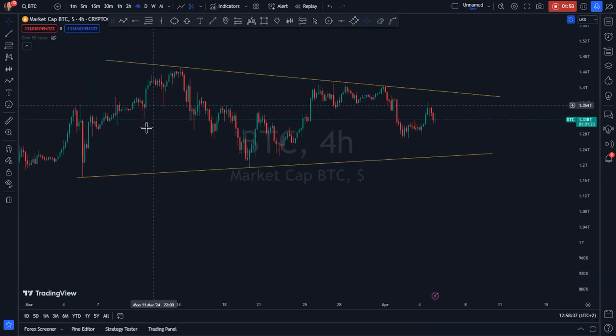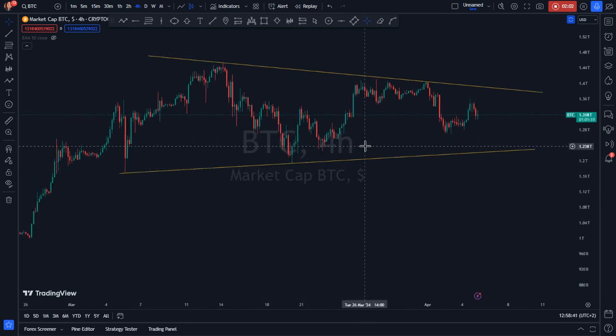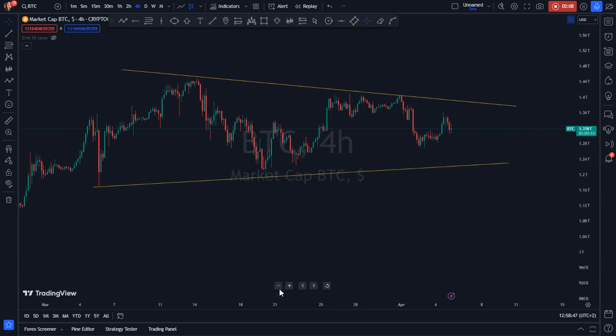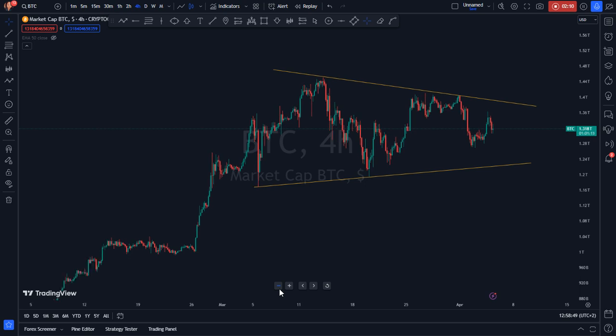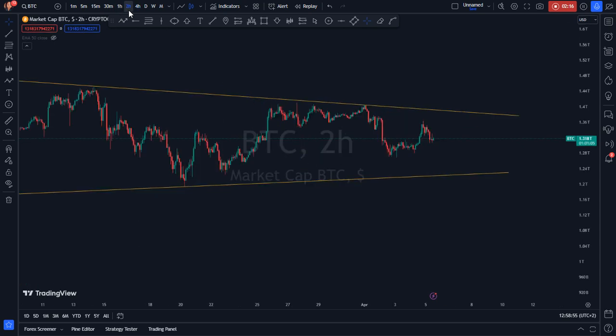So this is the structure that we are having at the moment, which we're gonna consider as the correction phase of the market. This is going to be our correction phase of the market. So this being that, we're going to go to the lower time frame just to see, at the moment, how we can trade Bitcoin.